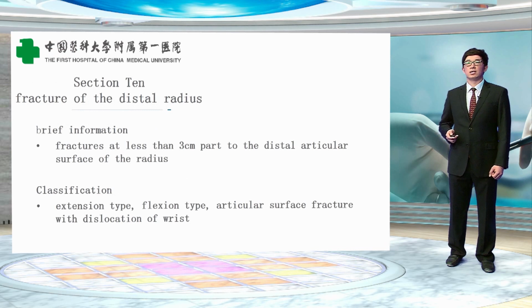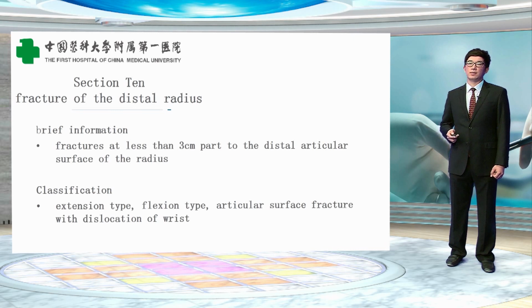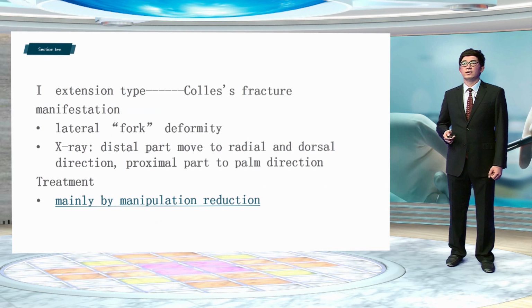Section 10 is the fracture of the distal radius. Brief information: these are fractures within 3 centimeters of the distal articular surface of the radius. For classification, we can classify into extension type, flexion type, and articular surface fracture with dislocation of the wrist. The first is the extension type. We also call it Colles fracture. It is a very famous fracture.